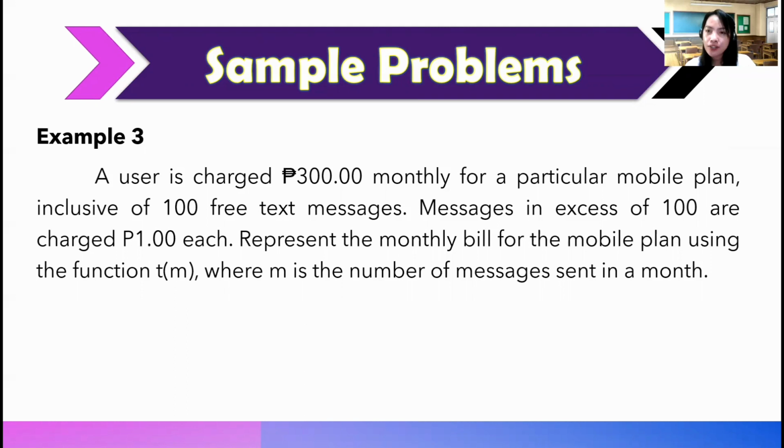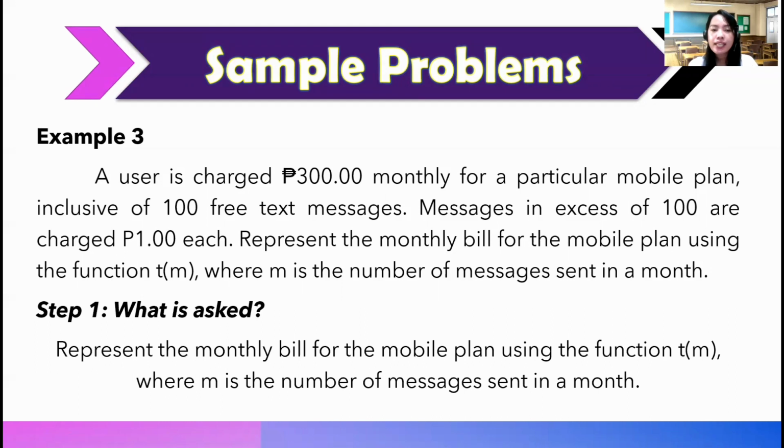Example, 105 text messages. Ilan yung sobra sa 100? 5 text messages. So, ibig sabihin, yung 5 text messages na yon ay i-multiply sa 1 peso na charge kada text. In here, represent the monthly bill for the mobile plan using the function T of M, where M is the number of messages sent in a month. For step number 1, what is asked? Represent the monthly bill for the mobile plan using the function T of M, where M is the number of messages sent in a month.